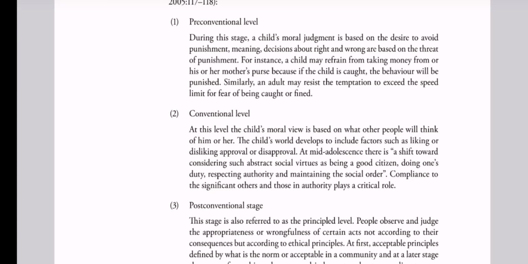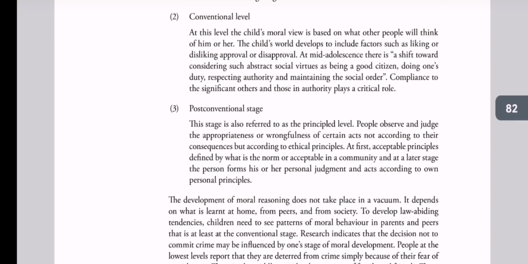Similarly, an adult may resist the temptation to exceed the speed limit for fear of being caught and fined. Conventional. At this level, the child's moral view is based on what other people will think of him or her. The child's world develops to include factors such as liking or disliking, approval or disapproval. At mid-adolescence, there is a shift toward considering such abstract social virtues as being a good citizen, doing one's duty, respecting authority, and maintaining the social order. Compliance to significant others and those in authority plays a critical role.